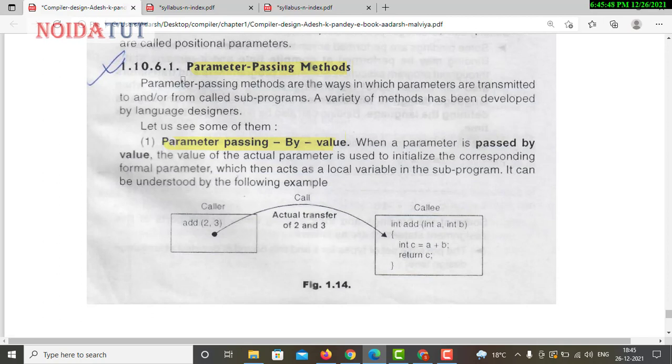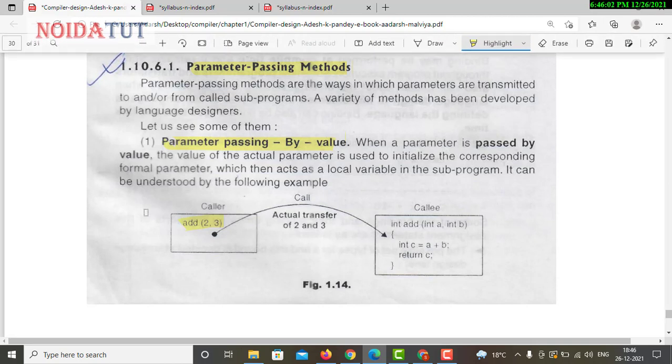Now let us proceed further to the parameter passing methods. Do you know what are parameters? Now see. Can you see the screen clearly, Rishabh? Yes, sir. Fine, very good. Now on the screen you can see we have a function add. Now in this we have 2 and 3. That means we are trying to call the function, and in this we are passing the parameters in the function.